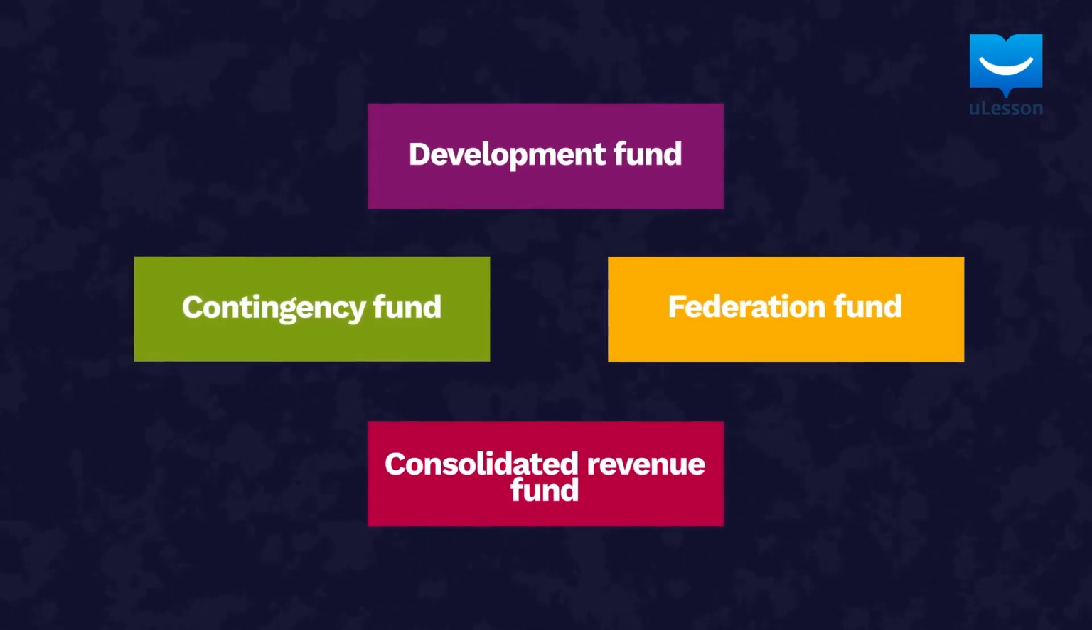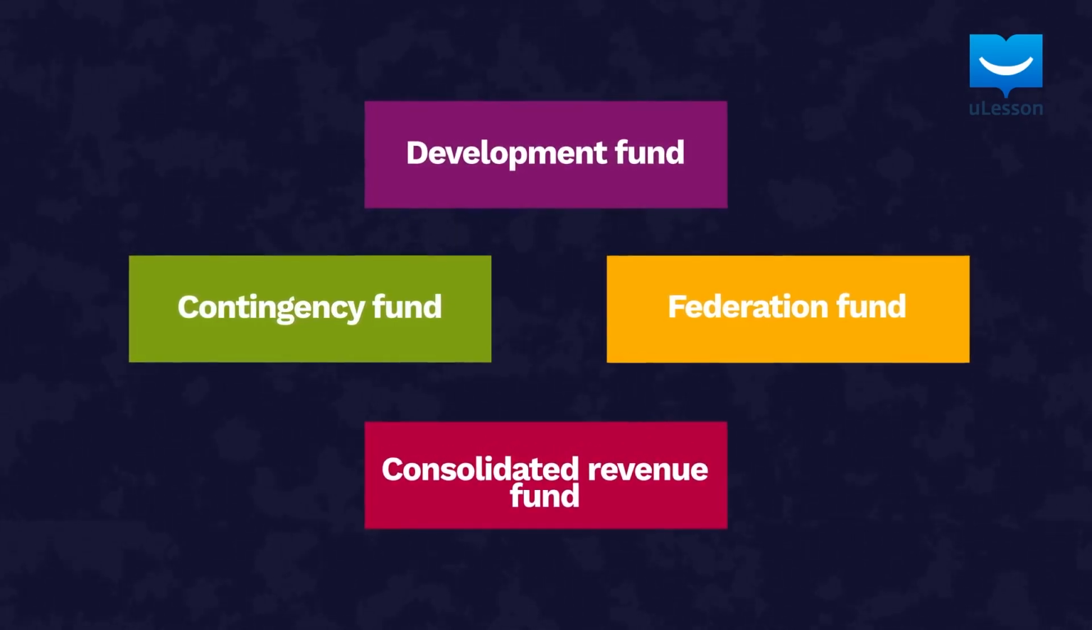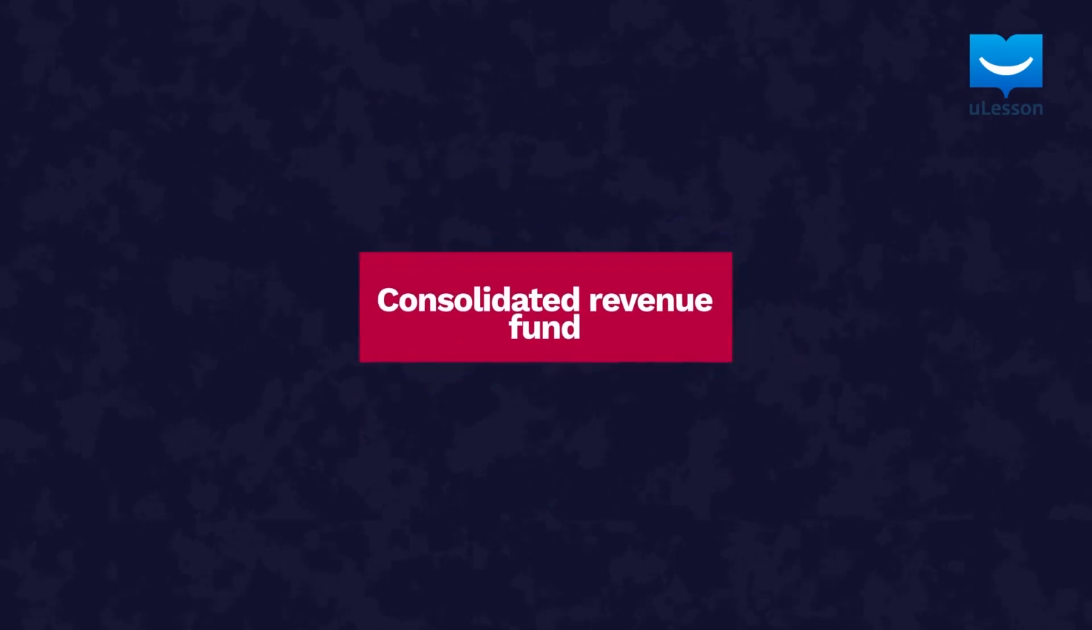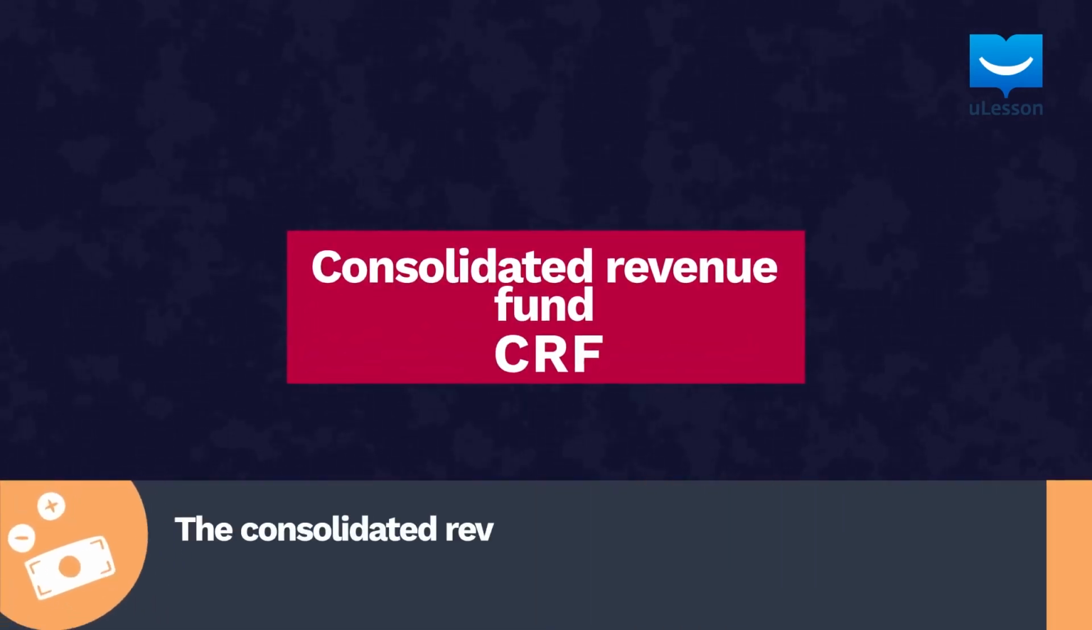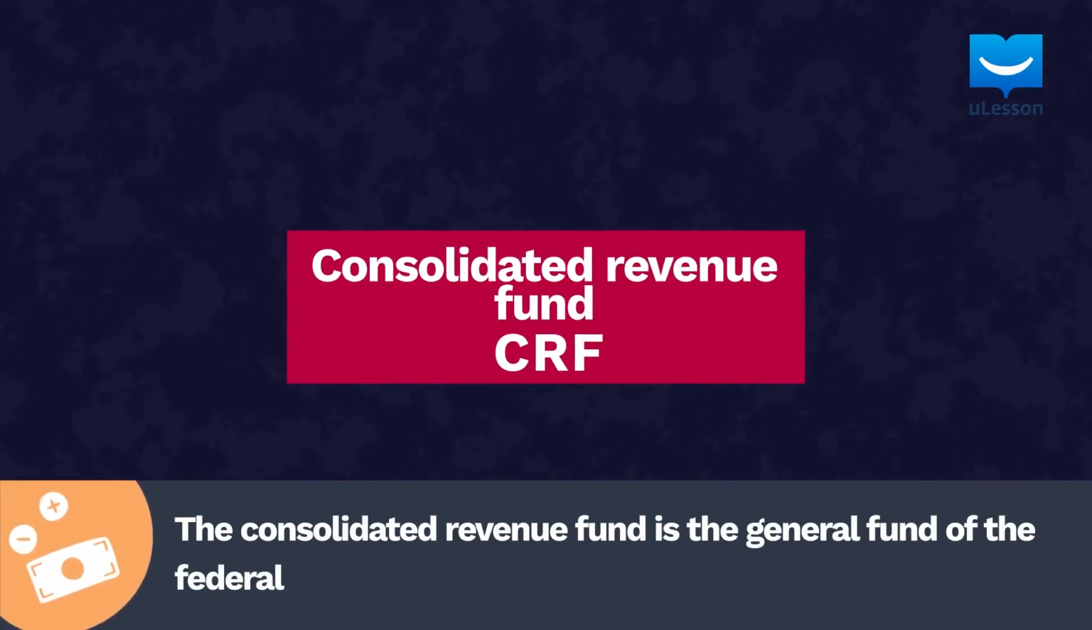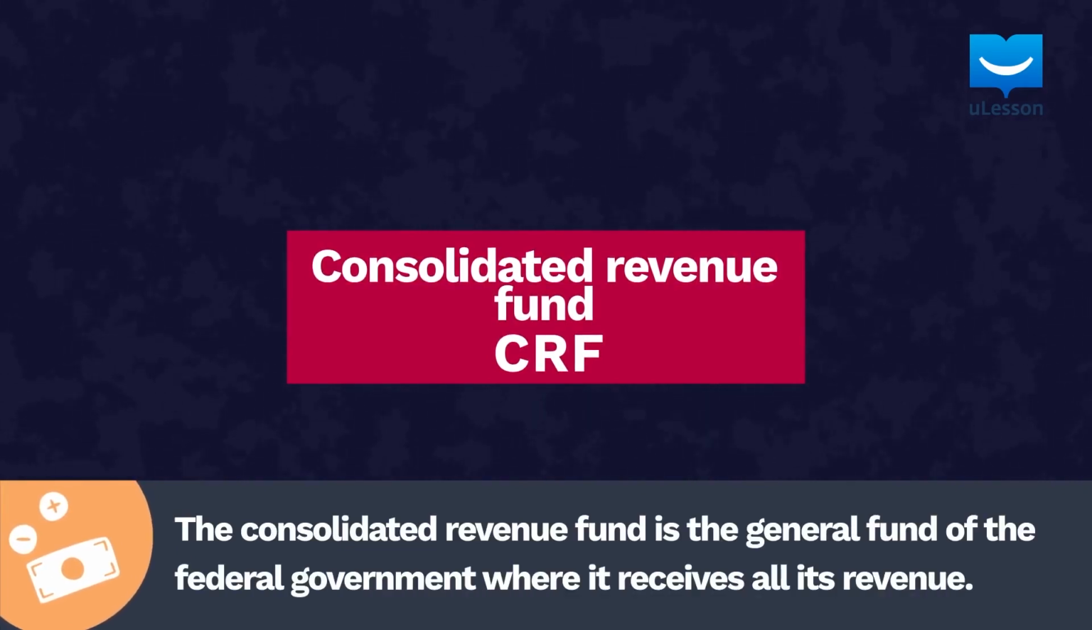This lesson will dwell on the Consolidated Revenue Fund. This can also be called CRF. The Consolidated Revenue Fund, or CRF, is where the federal government receives all revenue.